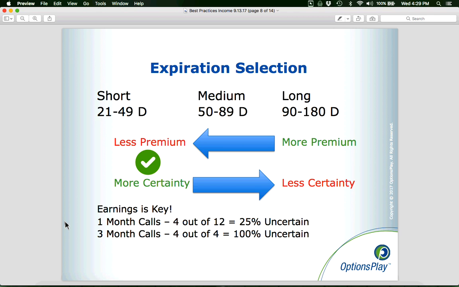So based on our backtest, it's better to be on the shorter end of the spectrum when it comes to selling covered calls because of that. And our backtests actually show that it's best to not even sell any covered calls when earnings are coming up. And we'll show you how Options Play helps you filter those out.